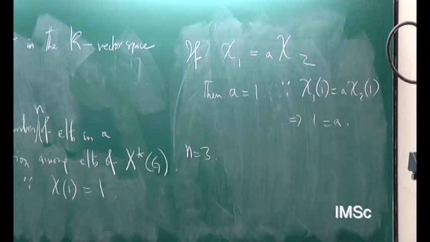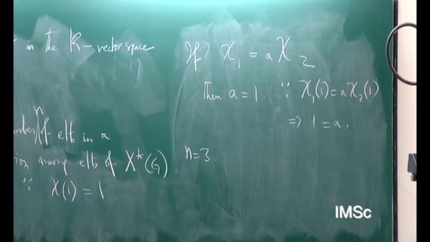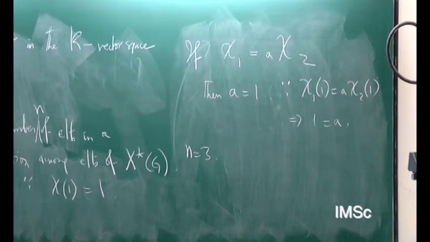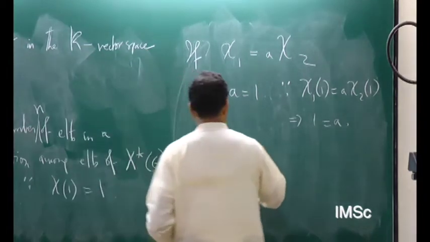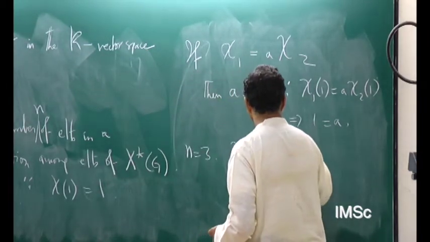Again, you can assume that they are all non-zero. You have a non-trivial linear combination a1 chi 1 plus a2 chi 2 plus a3 chi 3 equals 0. If one of them is 0, then you are done, because it is a non-trivial relation among a smaller number of elements. So you can assume all of them are non-zero, and by multiplying by the inverse of the first coefficient, you can write chi 1 as a2 chi 2 plus a3 chi 3.